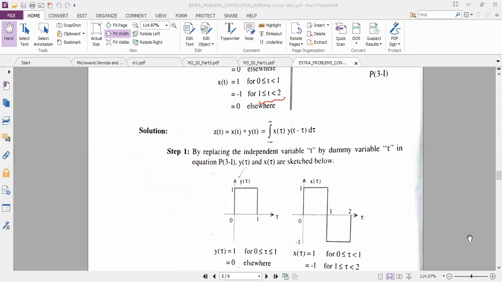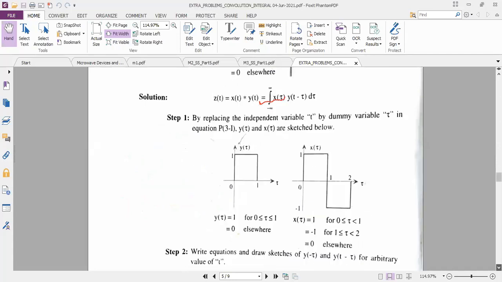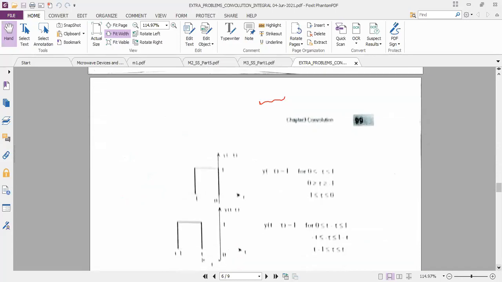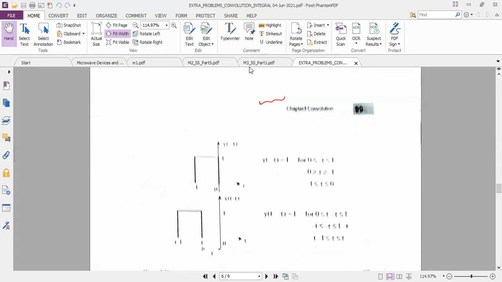So I hope you have copied up to y of t minus tau. I'll show you on the screen also. So we have done up to this step, y of t minus tau.